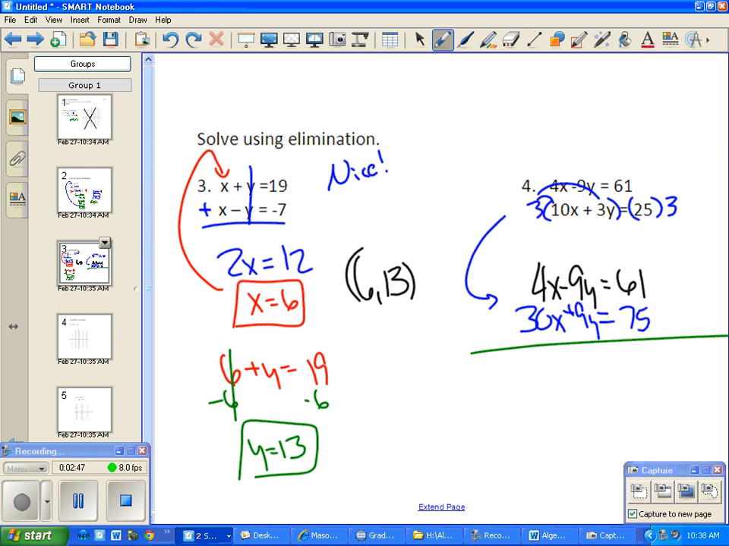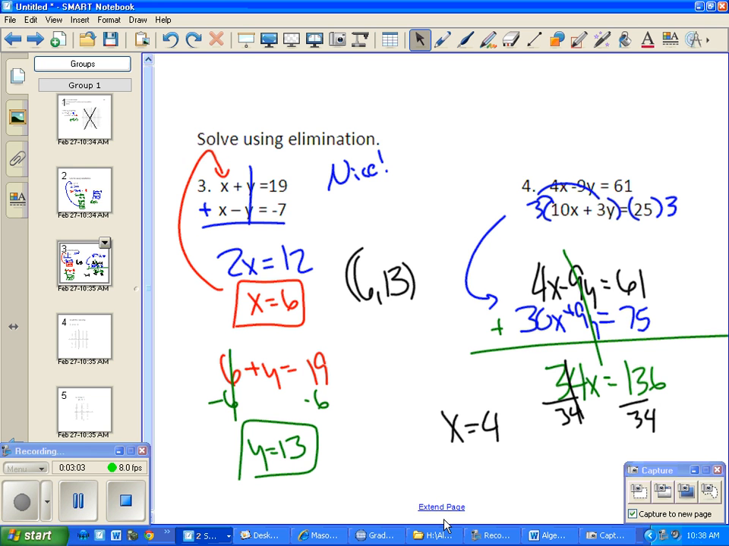Now that I've got opposites for my y's, I add the equations together. 4 plus 30x is 34x. 61 plus 75 is 136. And when you divide both sides by 34, you get x equals 4.